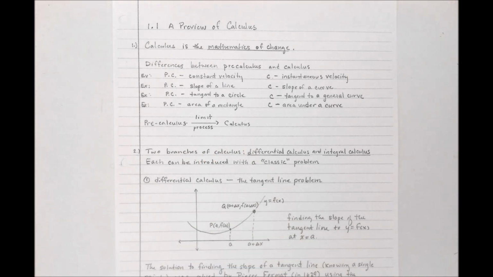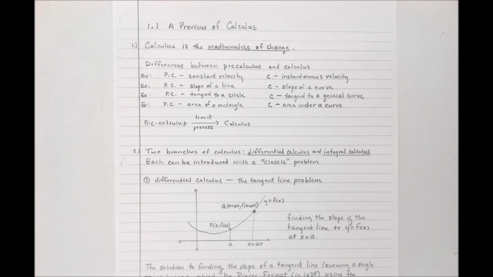Now, there are 2 main branches of calculus. We'll study differential calculus first, and that has to do with the idea of what we call a derivative, and then we'll study integral calculus, and most of that comes into play right at the end of the first semester and into second semester. Integral calculus involves the main idea of an integral. Both of these branches can be introduced, which I'm going to try to do very generally here, with what they consider one of the classic problems of calculus. The first classic problem introduces the idea of differential calculus, and it is known as the tangent line problem.